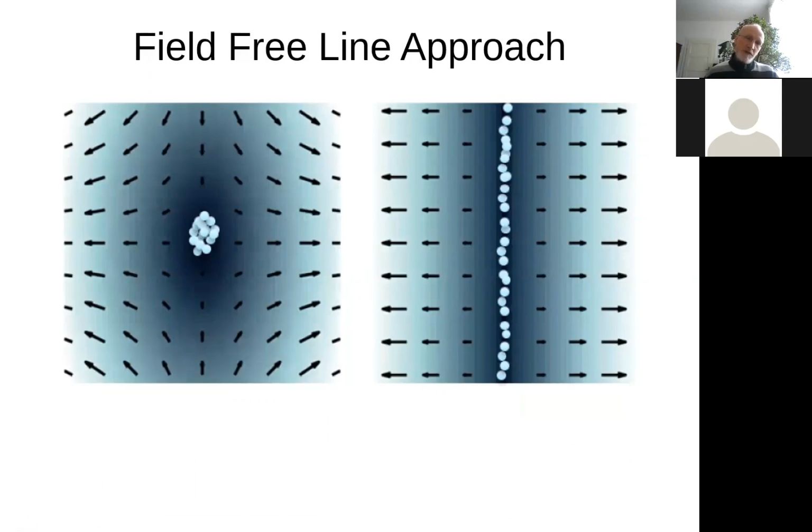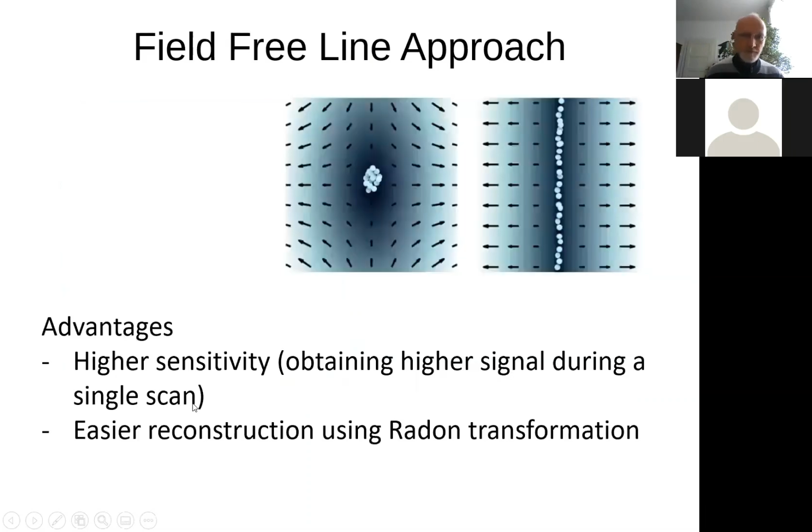Much simpler is the field-free line approach. This is the field-free point, when we have signal only from the center, but the field-free line has zero field along one line, while everywhere else is strong magnetic field. One big advantage is that it's more sensitive, because during a single scan I always obtain signal from the whole line, not from one point, and it's much easier to reconstruct the data using a Radon transformation.